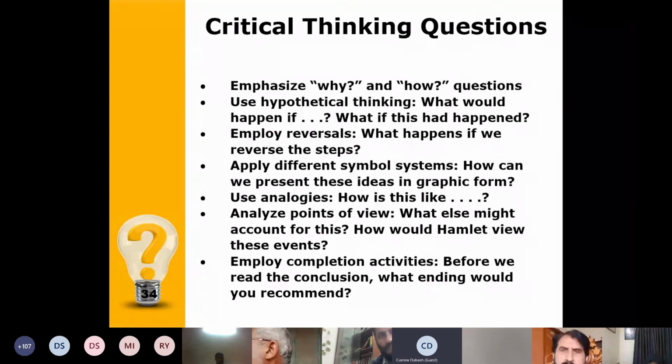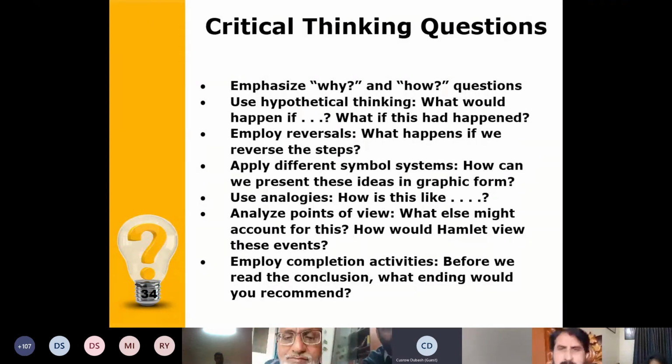Now, critical thinking questions, this is like a checklist for critical thinking. Emphasize why and how questions. Use hypothetical thinking. What would happen if? And then give something. What if this had happened?